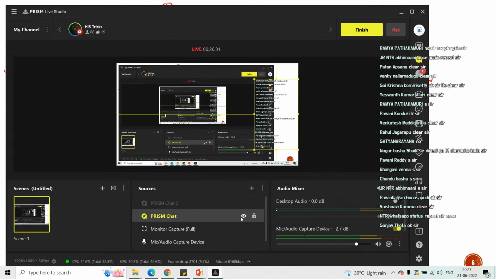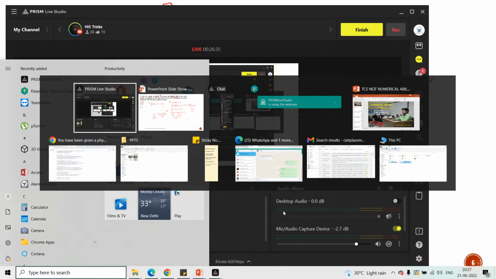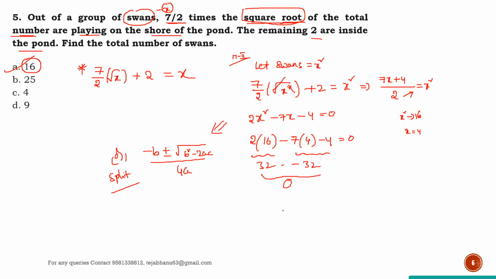I hope it's clear. Number of swans present there is 16. Is it clear so far? We can simply do it like that. I hope it's clear. Next one.